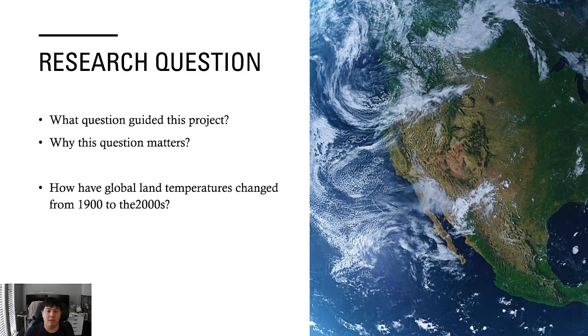Now, we'll start with the research question. The project centers around one major question. It's how have global land temperatures changed from the 1900s into the 2000s? Now, I chose this question because climate change is a rather important topic in our society today, and I kind of wanted to explore the long term patterns using actual scientific data.